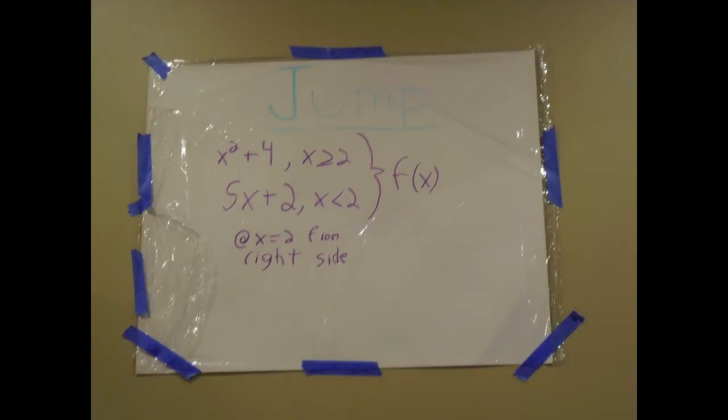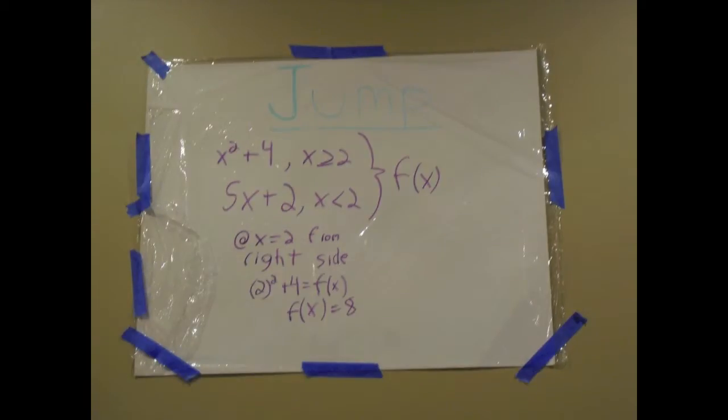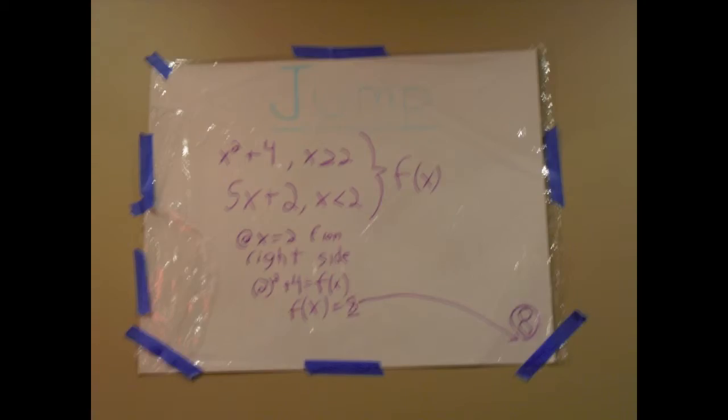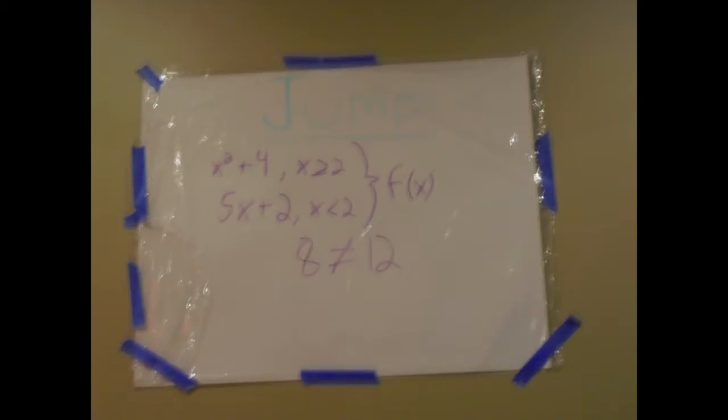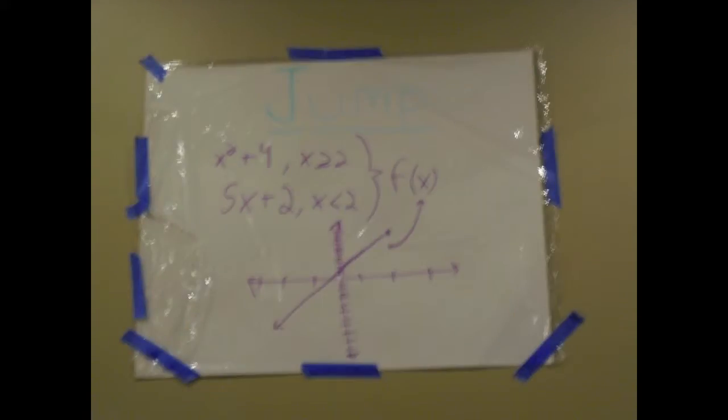To start this problem, you must look at one side of the equation. Looking at the right side of the equation, we can see when x equals 2, the function equals 8. Now we must look at the left side of the equation. When x equals 2 on the left side of the equation, we see that the function is equal to 12. 8 and 12 are not equal to each other. Therefore, we know there is a jump. Another easy way to tell a jump is to look at a graph of the function. If there is a jump, you will see a distinguishable gap in the function, just like the one in front of you.